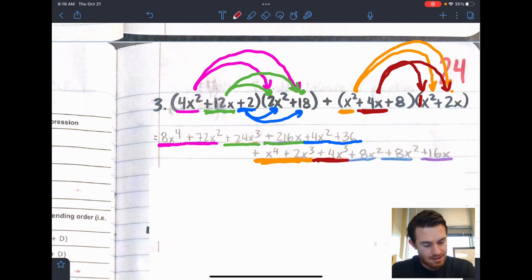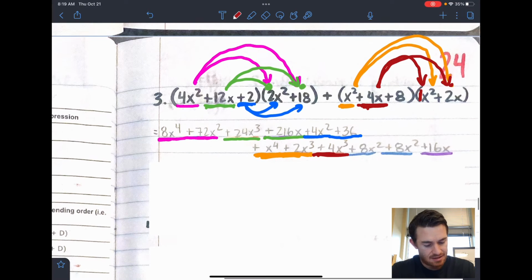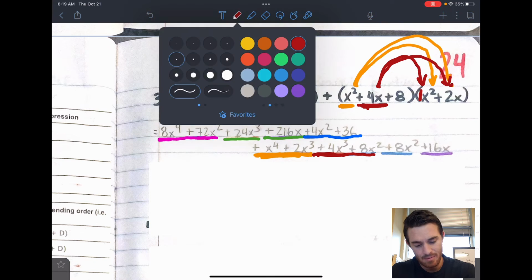And then 4x times 2x: 4 times 2 is 8. X times x is x squared. So there's our 8x squared right there. And then I need to do it one more time.